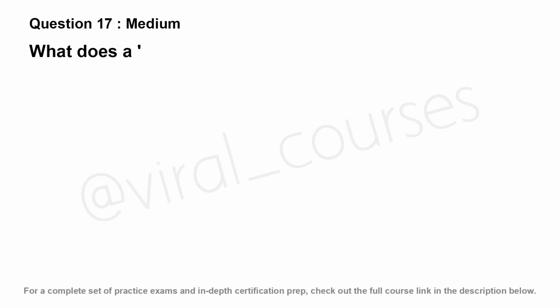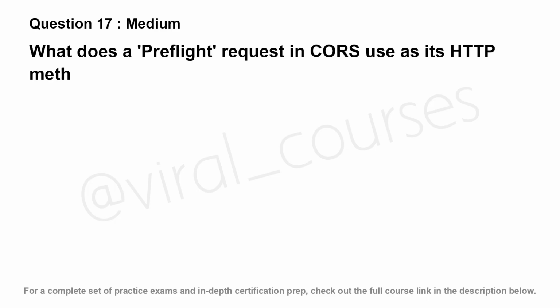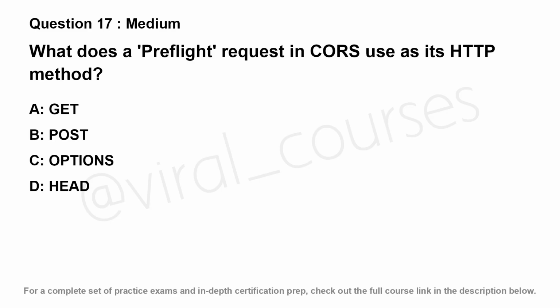What does a pre-flight request in CORS use as its HTTP method? Option A, GET. Option B, POST. Option C, OPTIONS. Option D, HEAD.